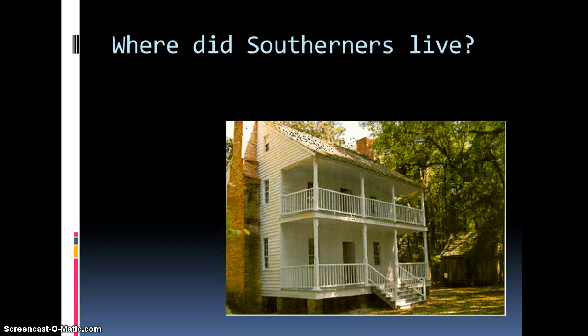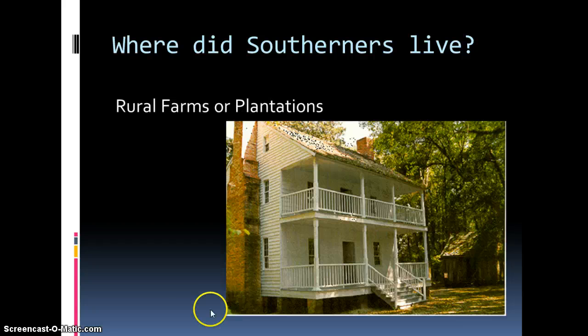Just a quick reminder, where did Southerners live? Yep, in those rural farms and plantations. So think back to country lifestyle, not a lot of city life in the South.